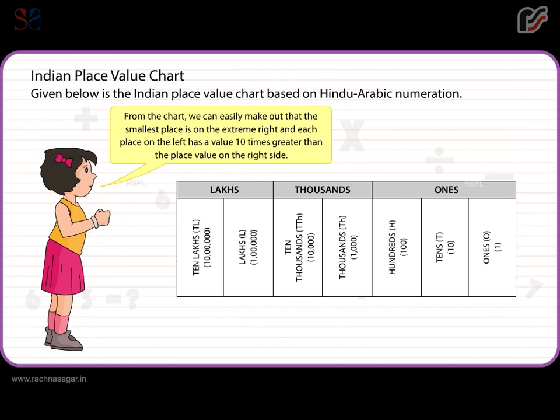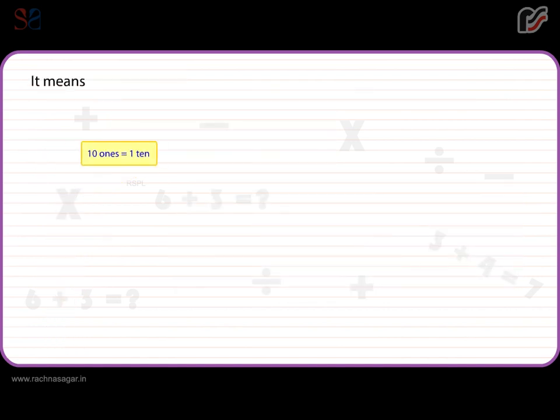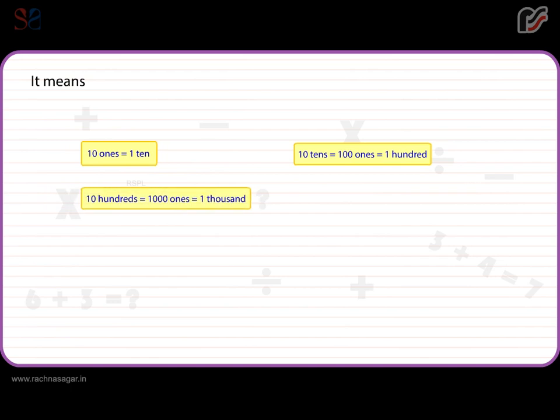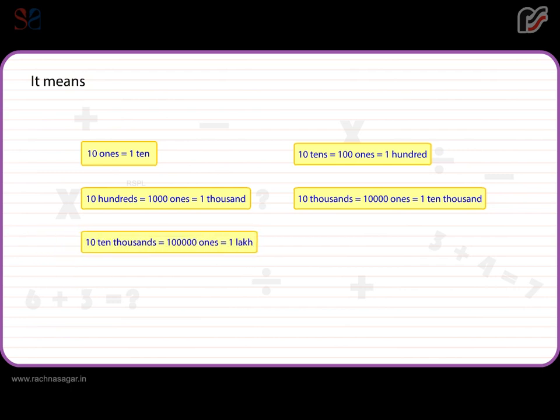From the chart, we can easily make out that the smallest place is on the extreme right and each place on the left has a value 10 times greater than the place value on the right side. It means 10 ones is equal to 1 ten, 10 tens is equal to 1 hundred, 10 hundreds is equal to 1 thousand, 10 thousands is equal to 1 ten-thousand, 10 ten-thousands is equal to 1 lakh.